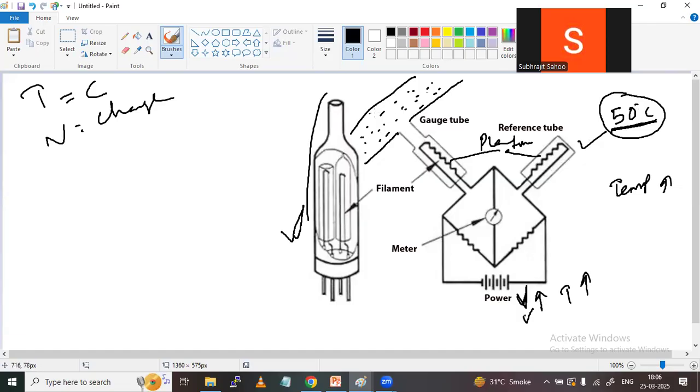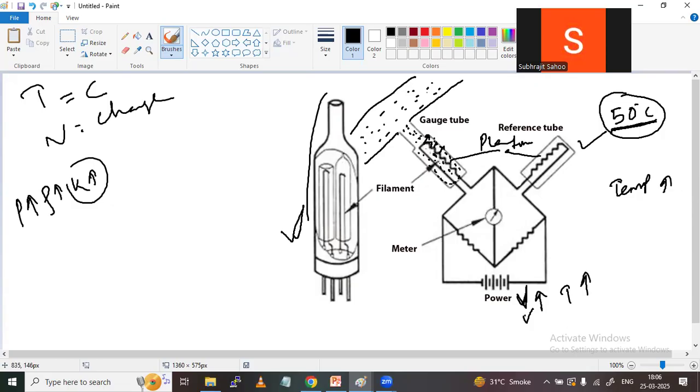Now suppose the pressure is high in this pipeline. So high pressure gas will enter the gauge tube. And high pressure means, as already discussed, density is more and thermal conductivity is more. And thermal conductivity is more means what will happen, you know? The heat transfer becomes more. Heat transfer becomes more here. If heat transfer becomes more here, then what will happen?